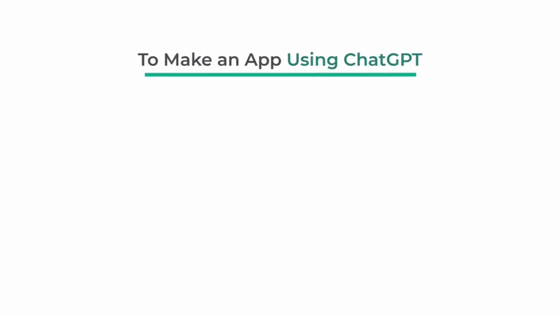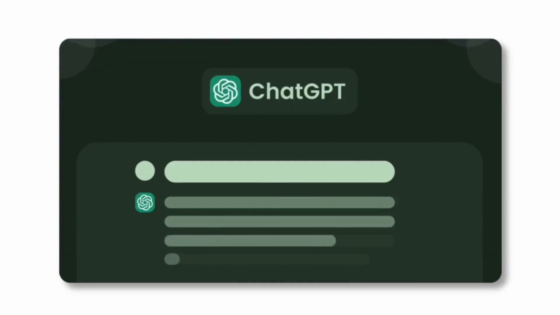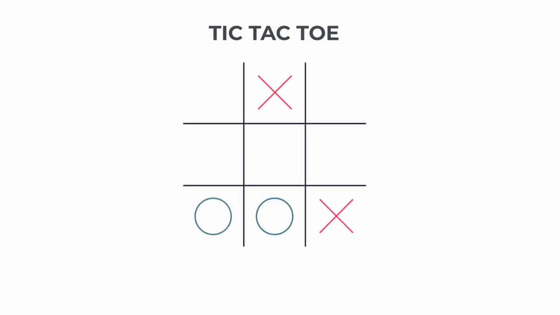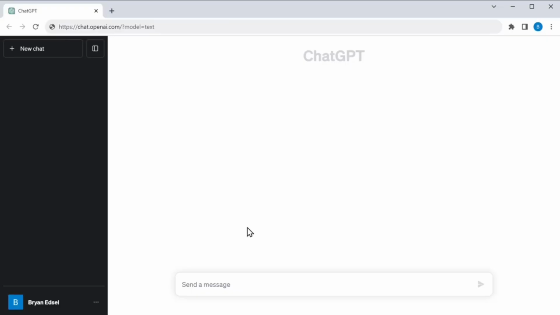To make an app using ChatGPT, we are going to do four steps. First, decide what kind of app you want to create. If you have an idea for an app, you should tell ChatGPT about it and how it should work. But for the purpose of the video, we are going to make a small game like Tic-Tac-Toe. So let's go to ChatGPT and ask it to give HTML, CSS and JavaScript code.